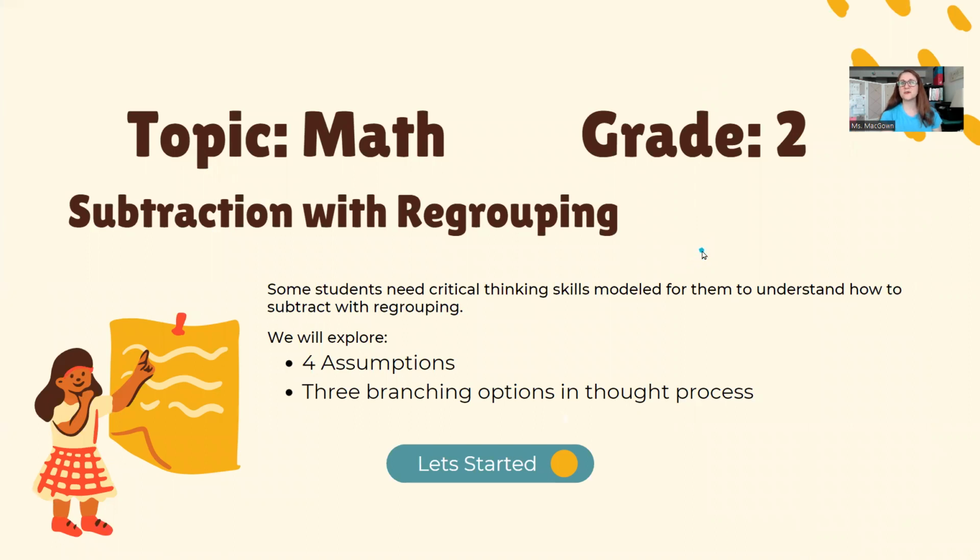I'm going to discuss with you a topic that I'm very familiar with. It is second grade math, specifically the lesson for subtraction with regrouping. Some students need critical thinking skills modeled for them to understand how to subtract with regrouping. In this presentation, we're going to explore my 4 assumptions and 3 branching options in my thought process that I have used to help support students in understanding this concept.